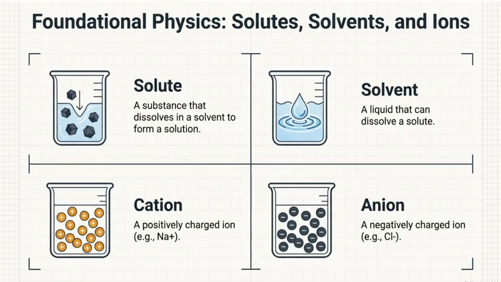So to understand fluids, we must go back to the basics. A solute is something that dissolves. A solvent is the liquid that dissolves it. When a solute dissociates, it has cations and anions. Cations are the positive ions like sodium and potassium. Anions are negative ions like chloride.